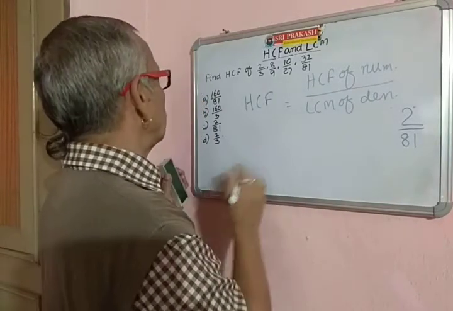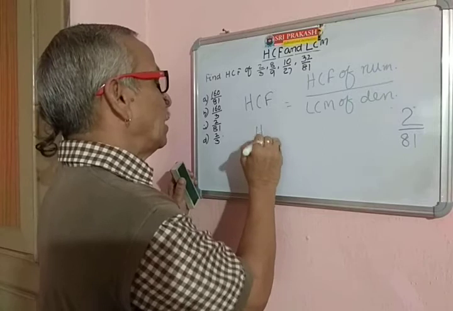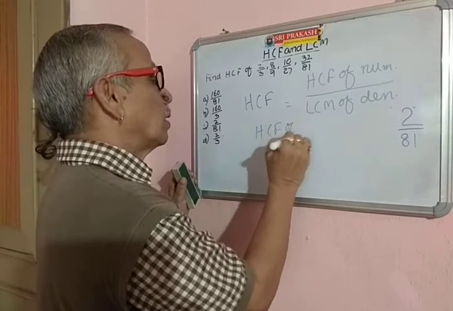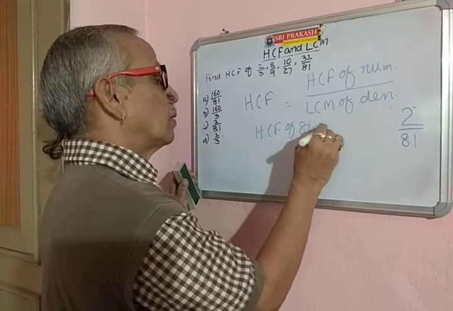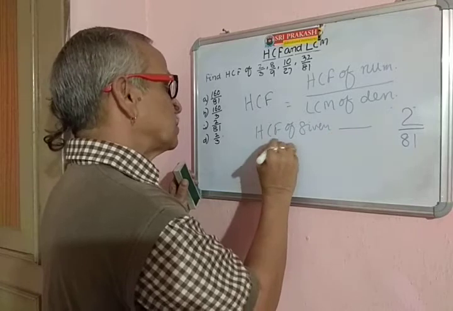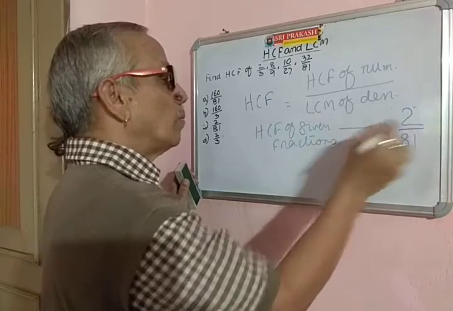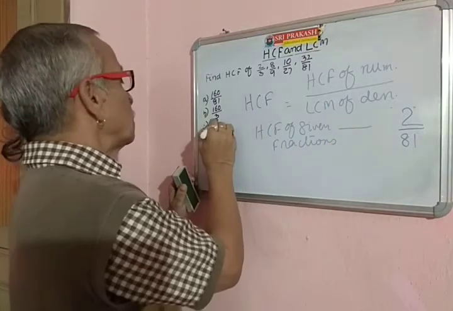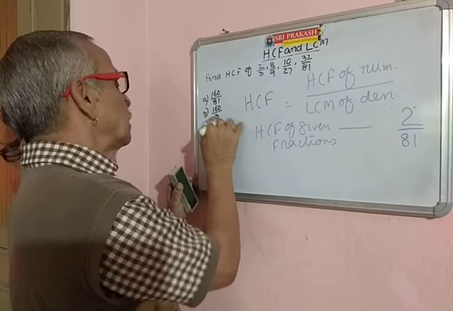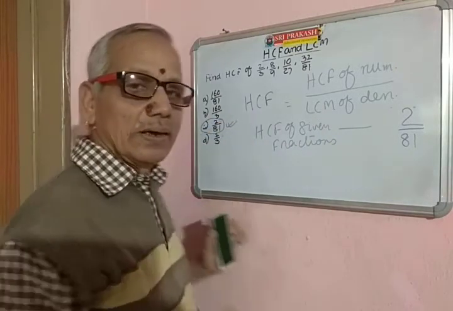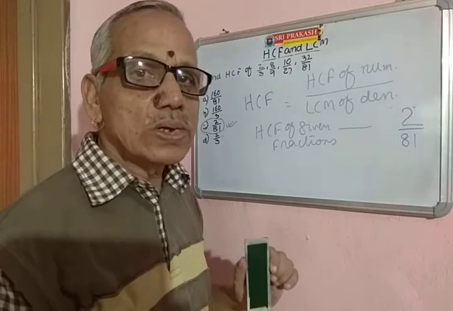So what is your HCF of given fractions? You got 2 by 81. So your C is the right option. I think you understood how to solve.